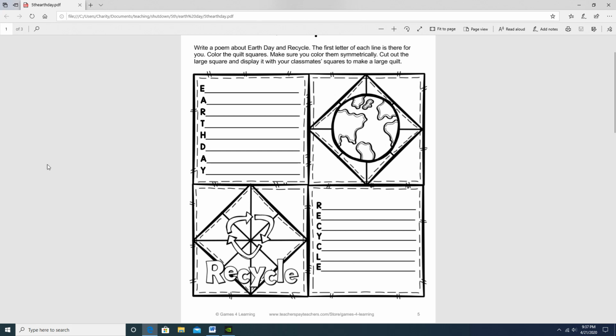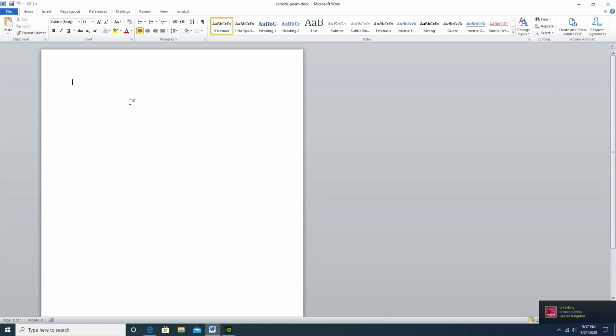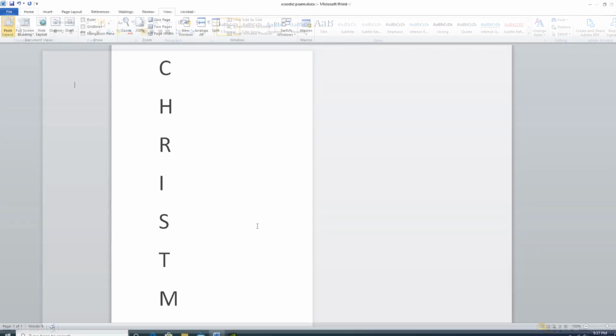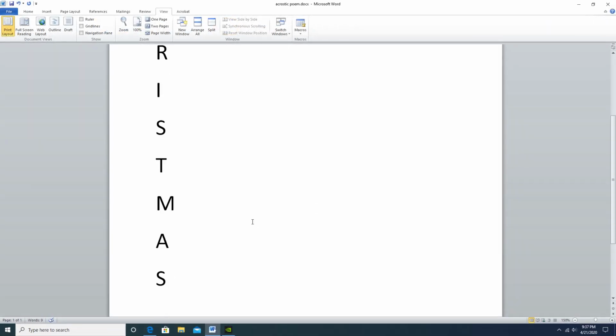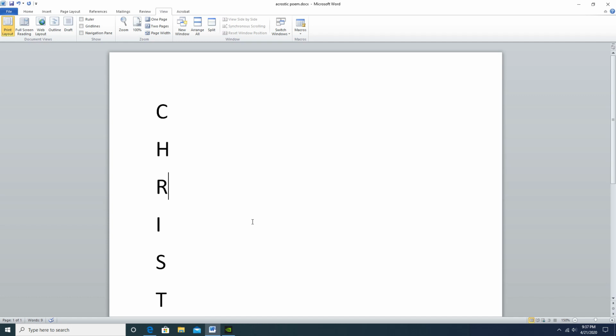Now I am not going to be writing an acrostic poem using the words Earth Day and recycle because I don't want to take any ideas from you guys or give you any ideas. I'd like you to come up with your poem on your own. But I am going to go ahead and create an acrostic poem on my own using the word Christmas. So I'll be writing a Christmas acrostic poem in April, which makes sense.